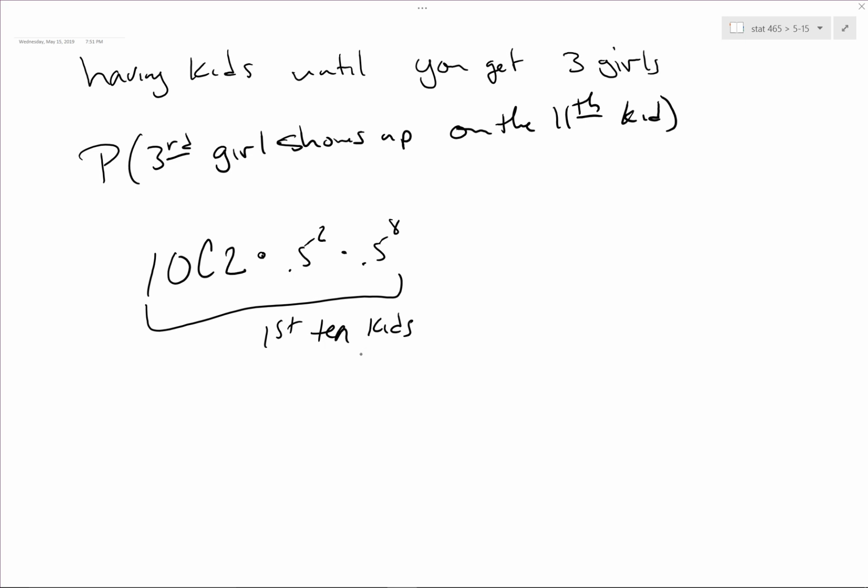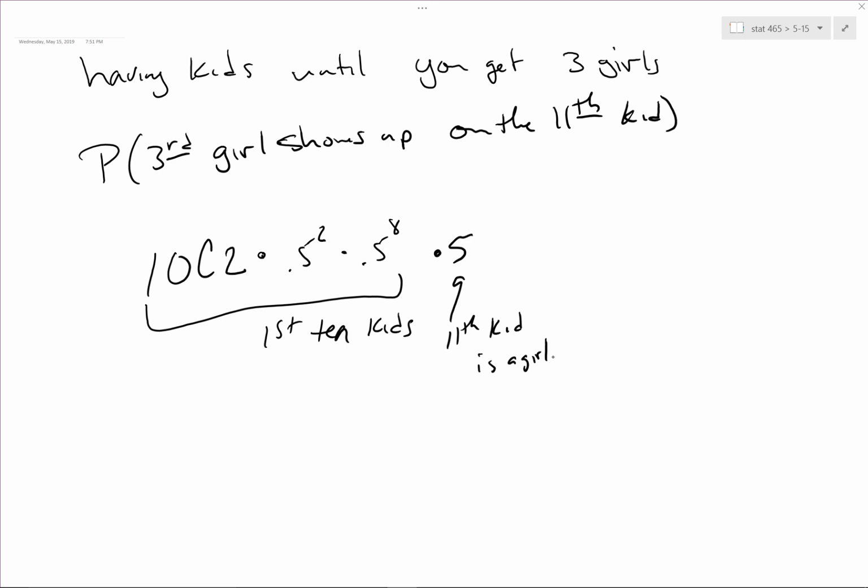So far, out of these 10 kids, I've got 2 girls and 8 boys, in any number of orders. Could have had 2 girls right off the bat and then 8 boys in a row. It doesn't matter. This is the number of ways it can happen. And then what has to happen on the 11th kid? What do I have to get? Another girl. This is your 11th kid, which of course is a girl. Okay? That is how you do negative binomial.